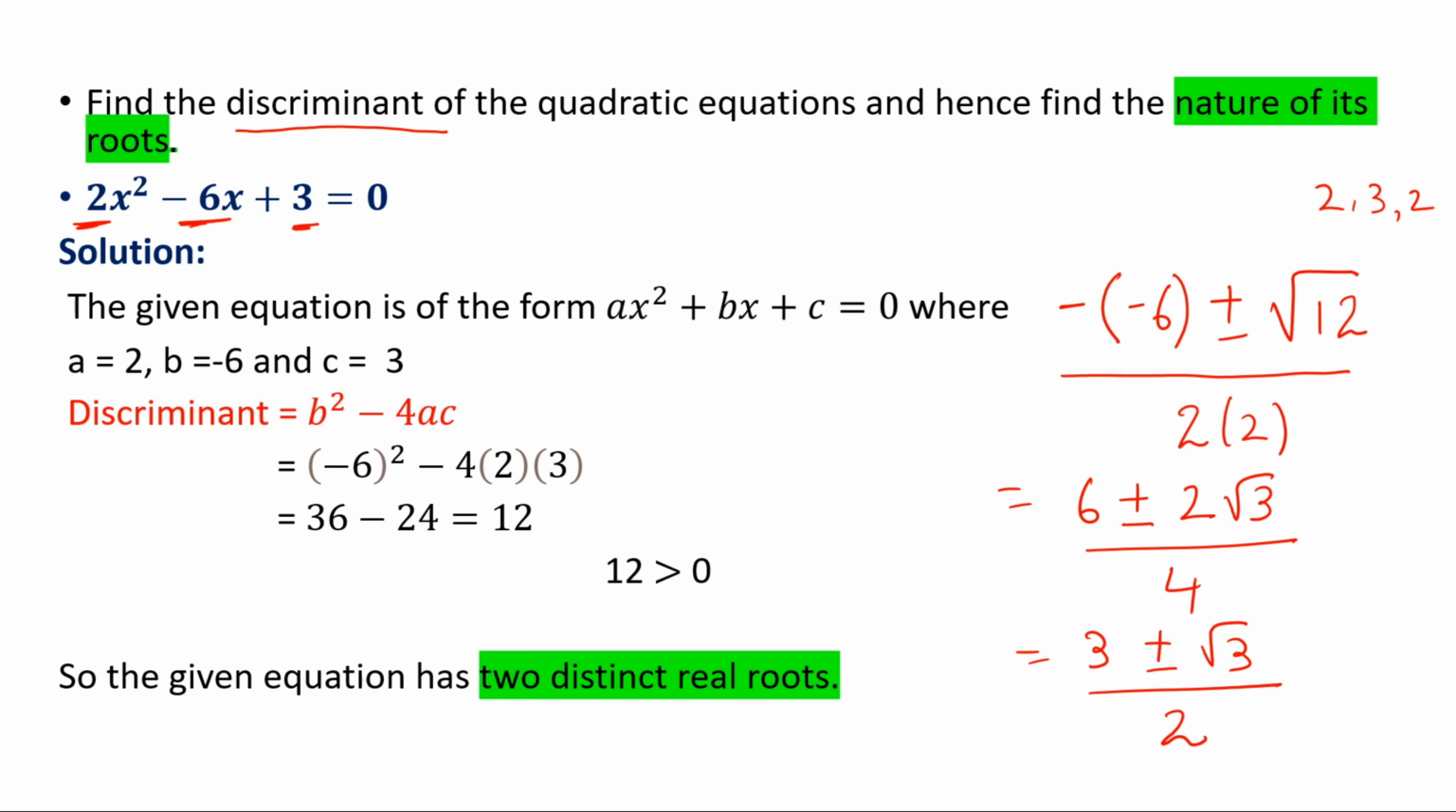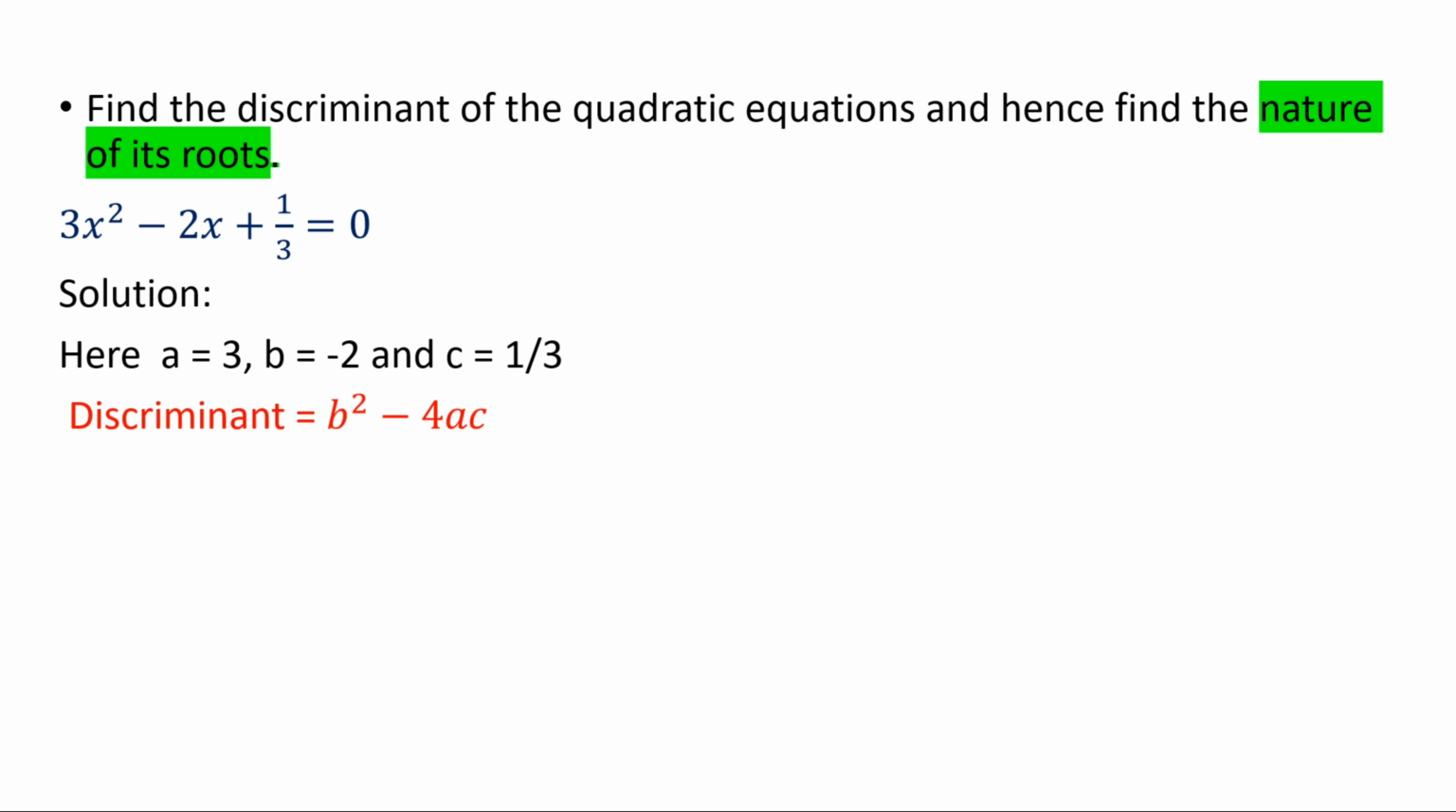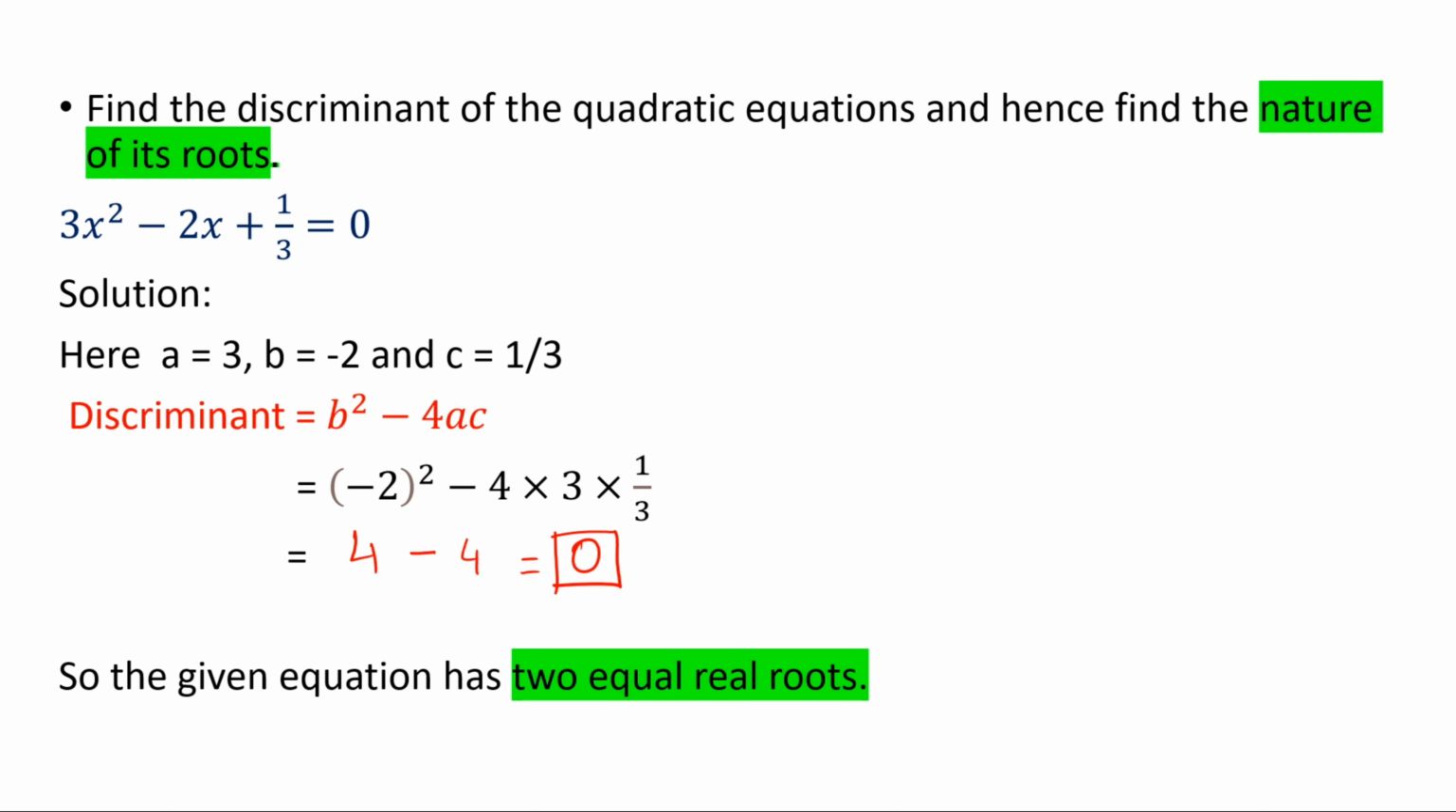Now let's see the next example. 3x squared minus 2x plus 1/3 equals 0. So a is 3, b is minus 2 and c is 1 by 3. Again using the discriminant, we find the value of that, which equals minus 2 squared, 4, minus 4, and in this case it becomes 0. We know that when the discriminant is equal to 0, the equation would have two equal real roots. So for this one, we're going to have two equal real roots.